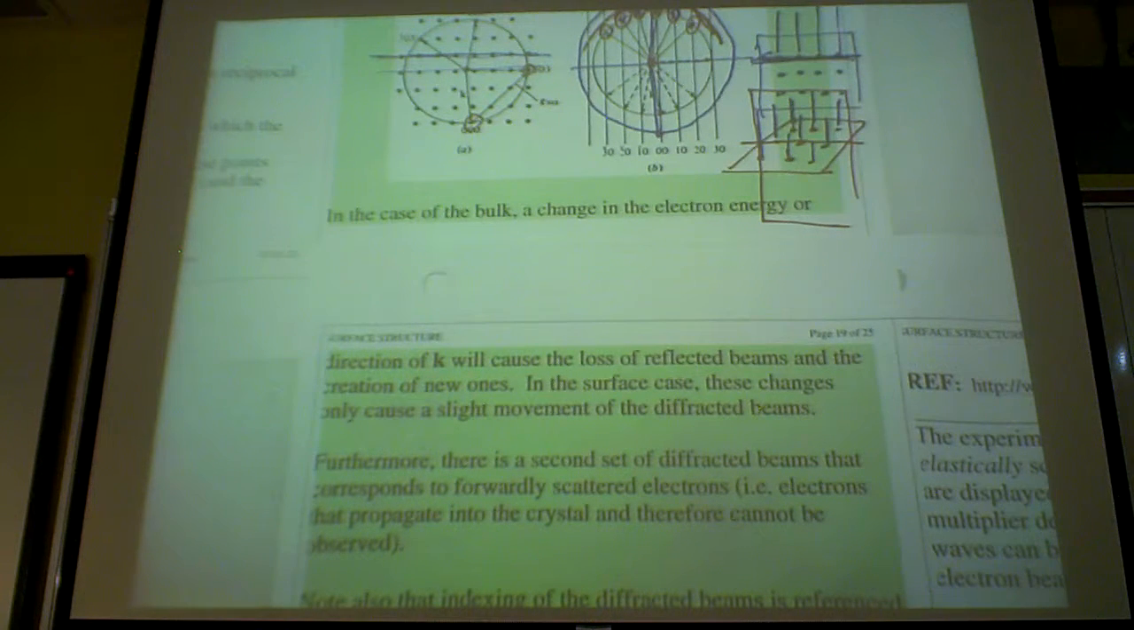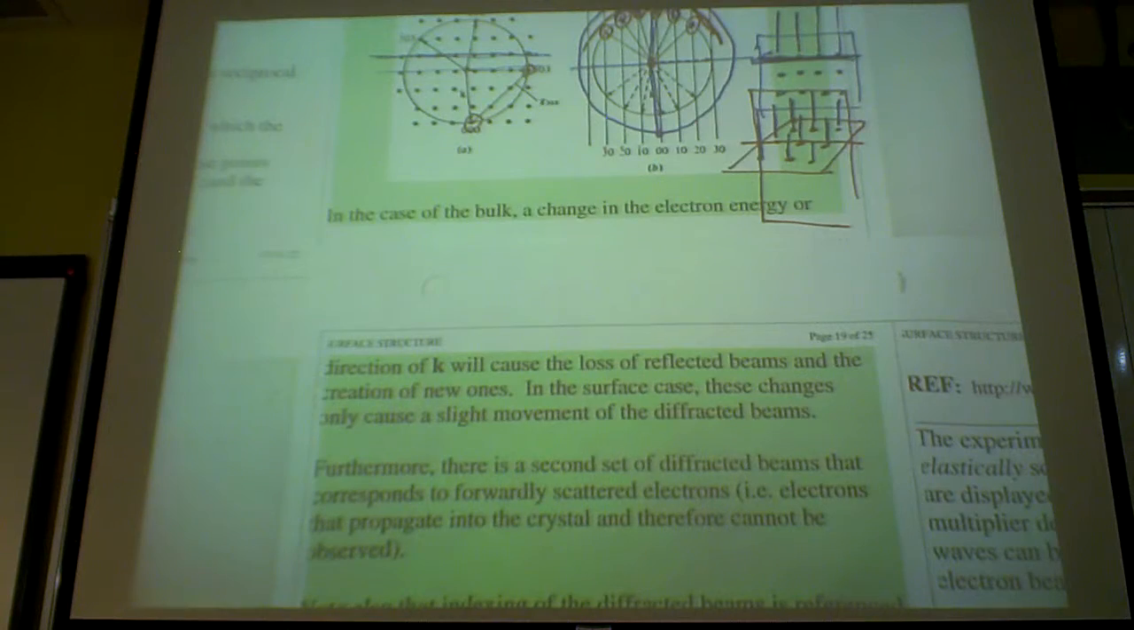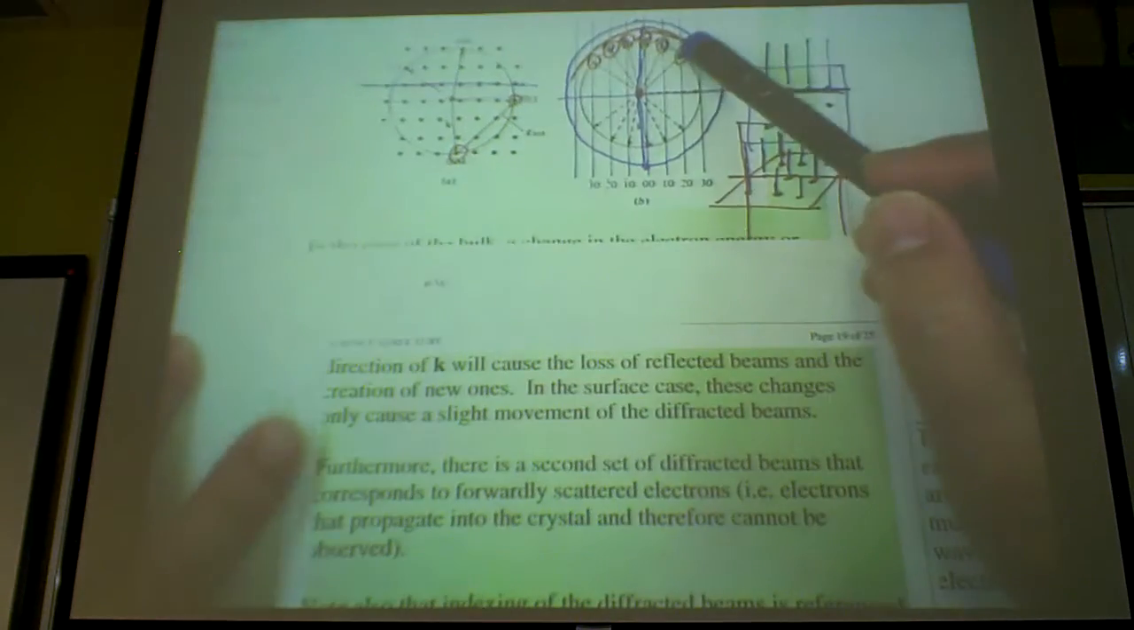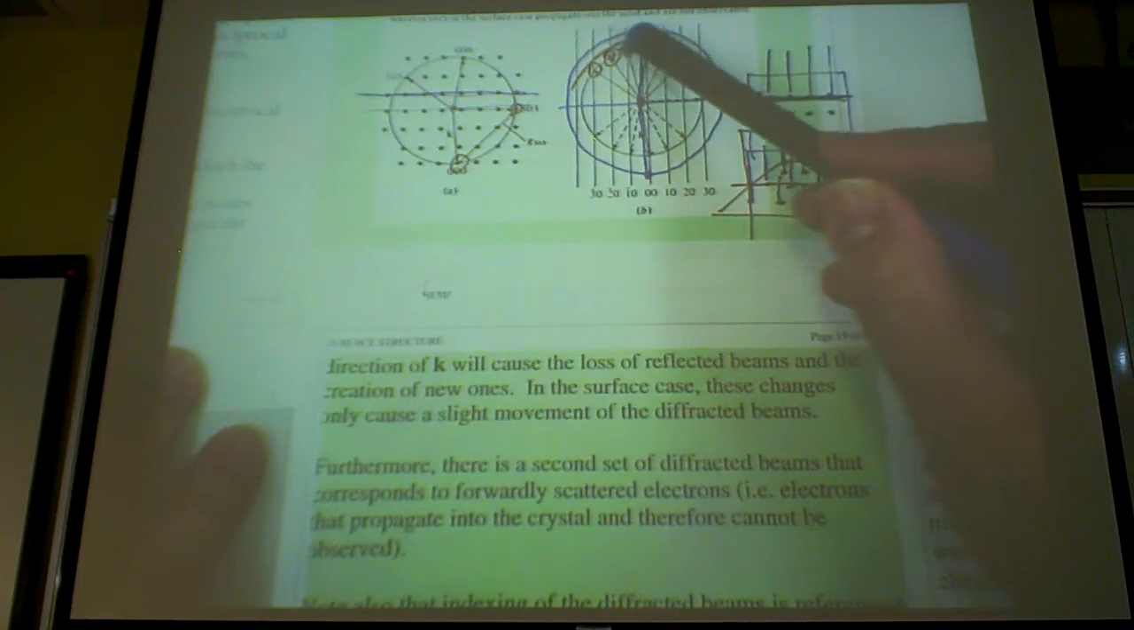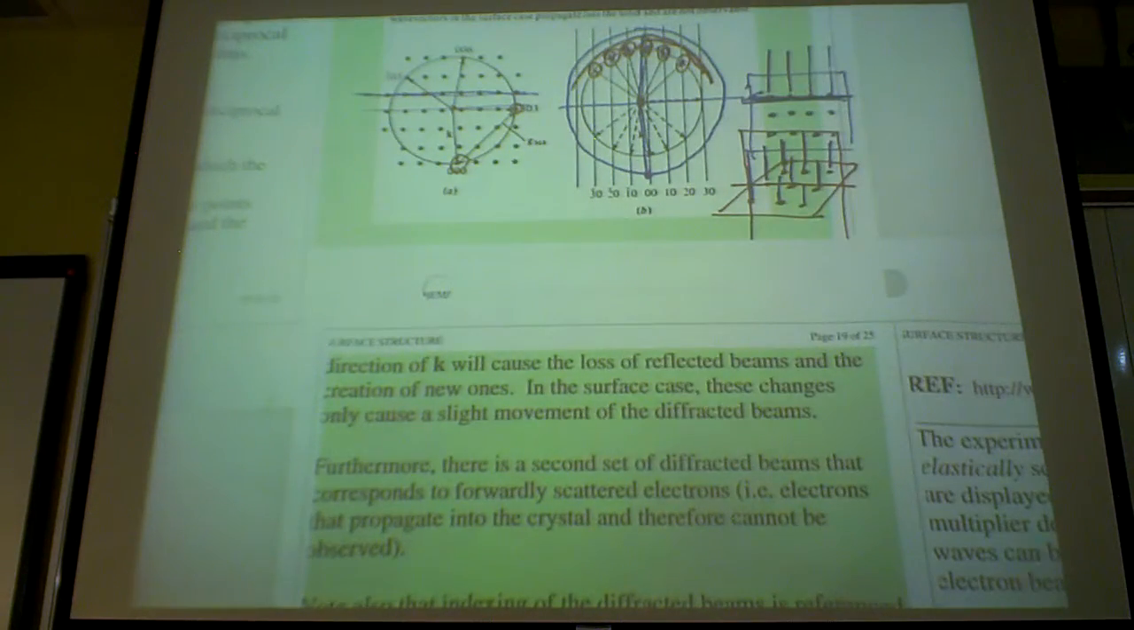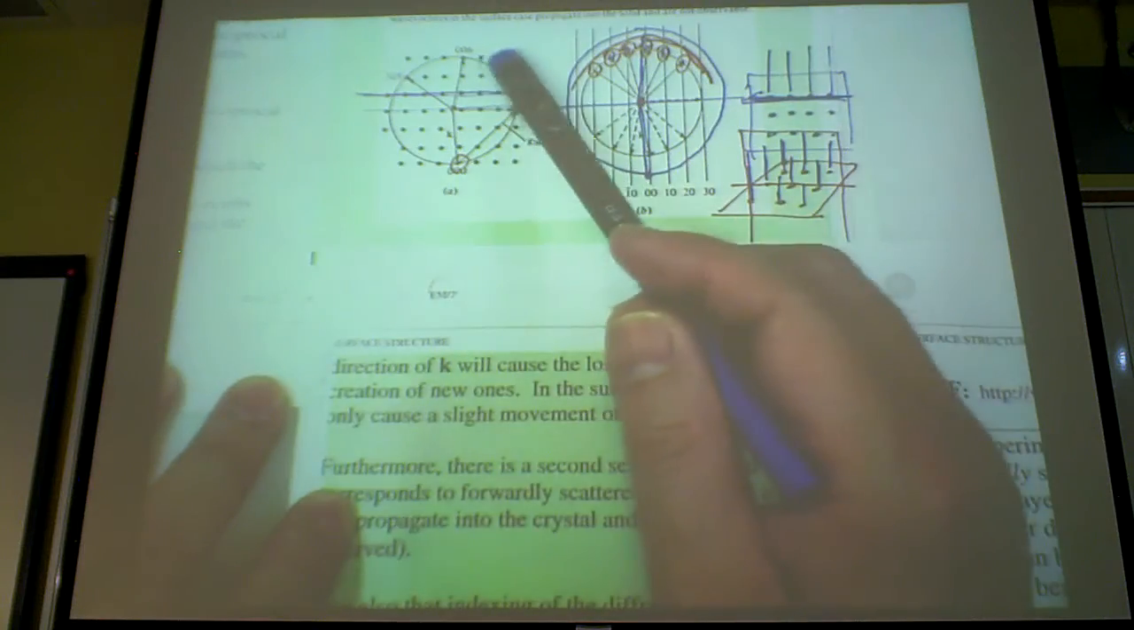And creation of a new one. In the cylindrical case, these changes only cause movement of the beam, because when you change this, the spots are moving, right? But it's still intercepting the rod, whereas in the 3D case, you will miss it totally.